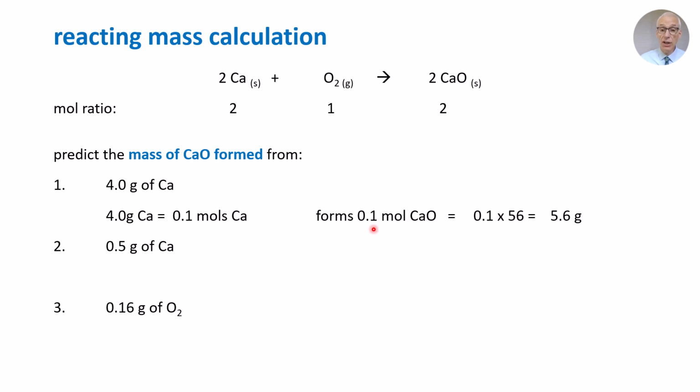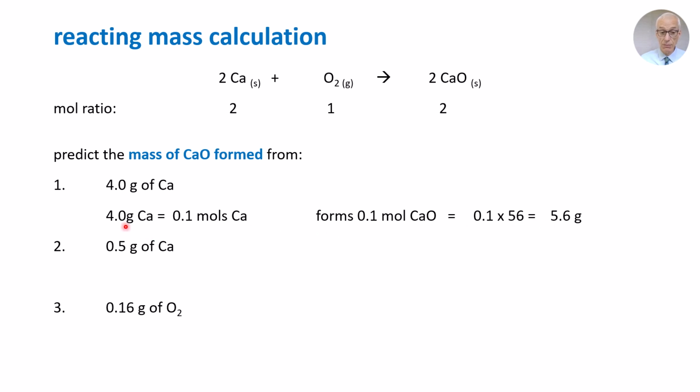But we can then convert that number of moles into a mass. So 0.1 is the number of moles times 56, the relative formula mass. If you're not sure of that, look back at the slide 2 or 3 back. 56 comes from 40 for calcium in the periodic table and 16 for oxygen. So 56 for calcium oxide. So 0.1 times 56 is 5.6 grams.